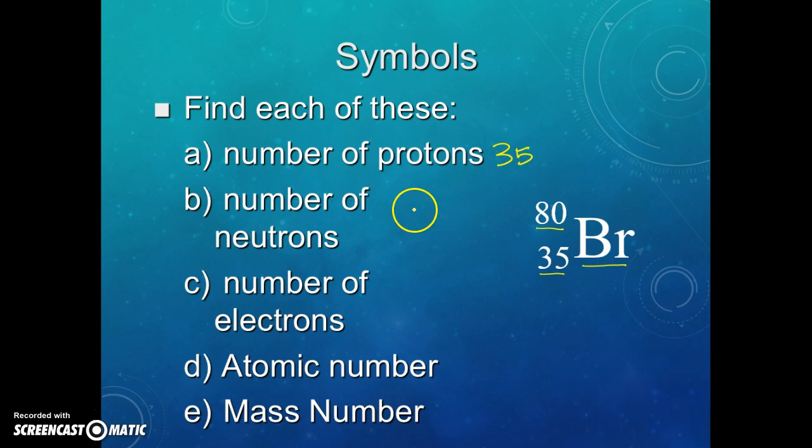The number of neutrons. Remember, mass number is equal to protons plus neutrons, so I have to subtract to get the number of neutrons. If I take 80 minus 35, I get 45, so I have 45 neutrons. The number of electrons is the same as the number of protons, so 35. Next, the atomic number. We already know that. It was given right there as the subscript, 35. And the mass number is given as the superscript, 80. So pretty simple to identify all of these numbers.